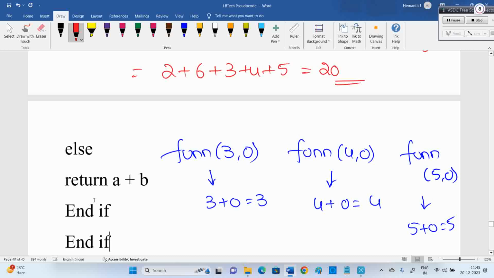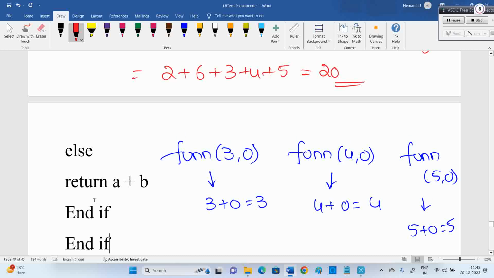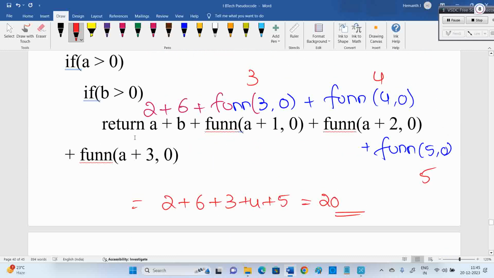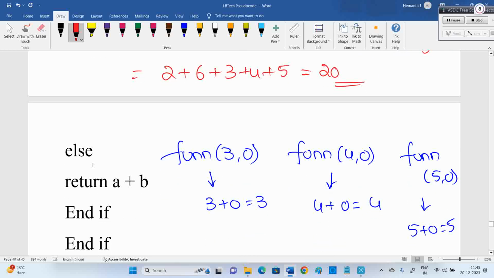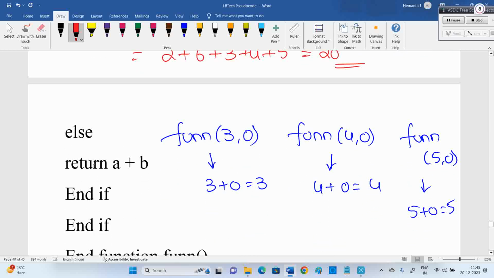Or else if we keep just this, please change this. After that return a plus b plus, then put else, below that return a plus b, then below the two end ifs. Why that, you just try to understand. Second if fails, I have to go for the else one. Return a plus b. Okay.